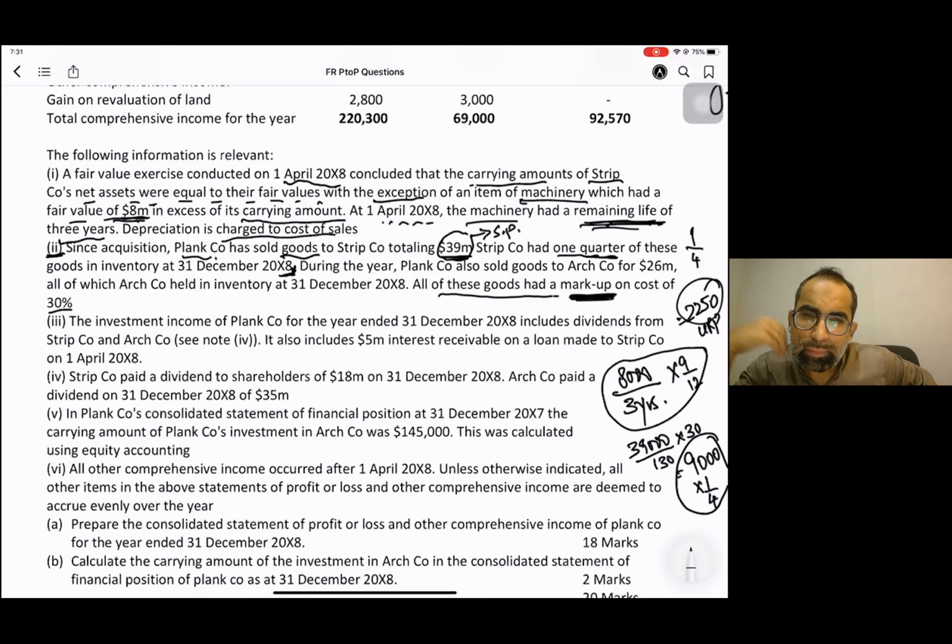Okay. So in short, as this is a P2S sale, there are only two steps in the income statement. Don't worry, relax. The first step is that 39,000 should be deducted from consolidated sales and consolidated cost of sales. And the second step, this URP of 2,250 will be added to consolidated cost of sales. That's it. Done.